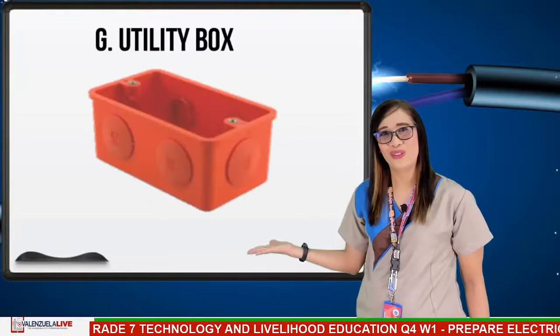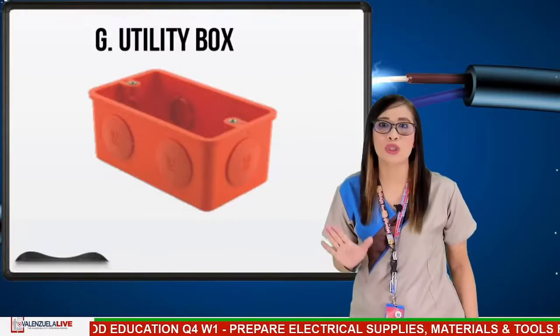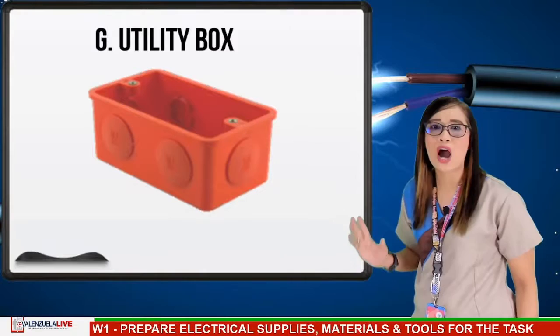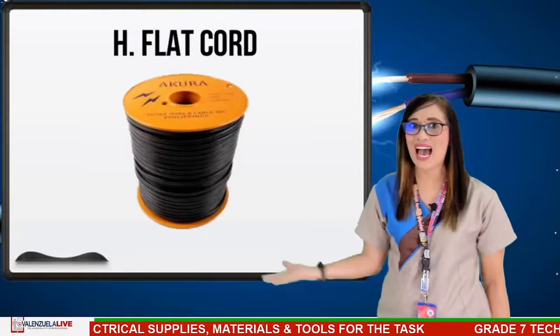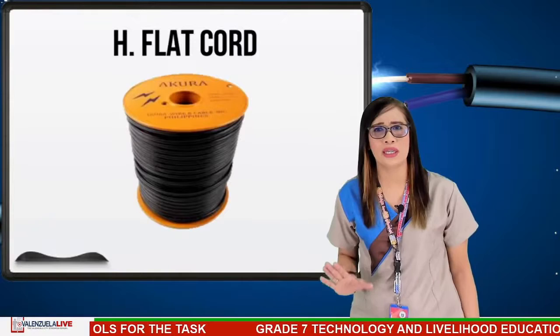Utility box. This is a rectangular shape metallic or plastic PVC material in which flush type convenience outlet and switch are attached to. Flat cord. This is a duplex stranded wire used for temporary wiring installation and commonly used in extension cord assembly.